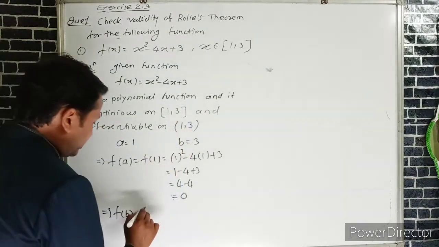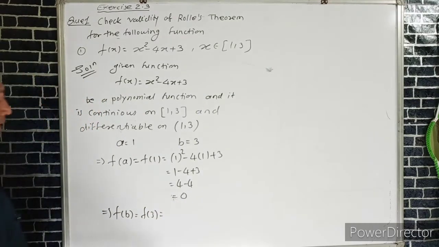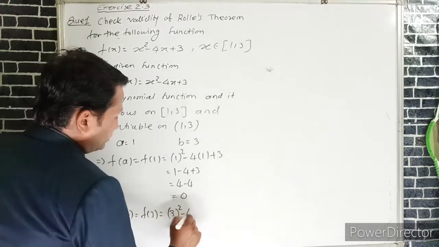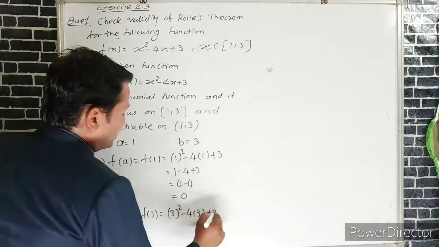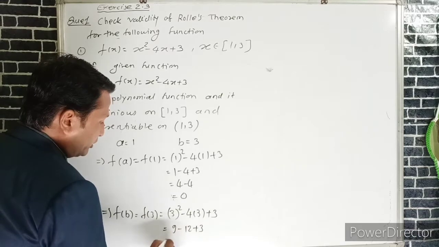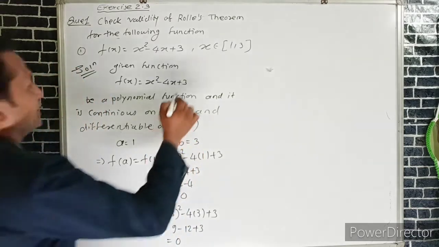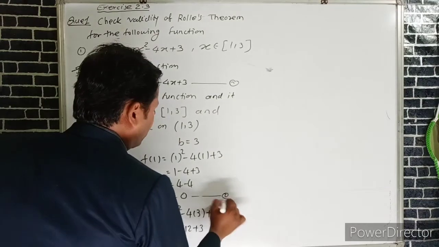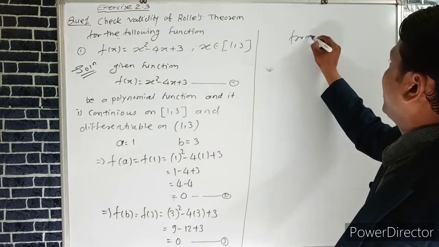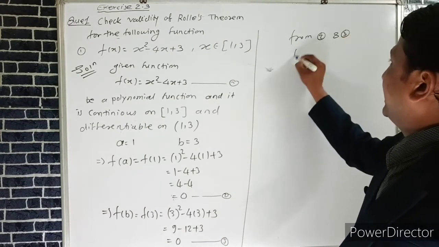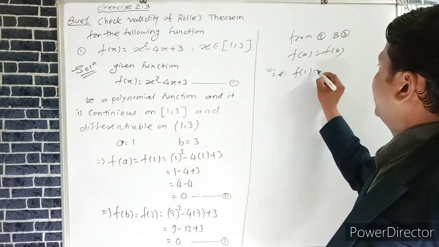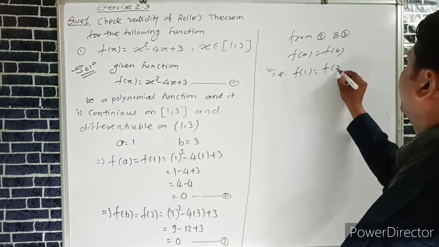Again we have to find the value of f(b). When b equals 3, we have to find f(3). If we replace x with 3, we can write 3 square minus 4 into 3 plus 3. 3 square is 9, minus 4 into 3 is 12, plus 3: 9 plus 3 is 12, 12 minus 12 is 0. So we label these equations 1, 2, 3. From equations 2 and 3, we can say that f(a) equals f(b), that is, f(1) equals f(3).